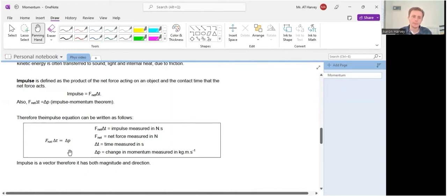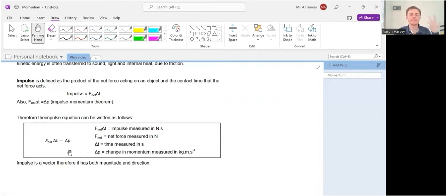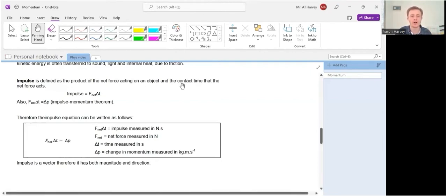But when we're looking at impulse, impulse is defined as the change in momentum, defined as the net force acting on an object and the contact time that that net force acts. So if you look at F net times change in time, which is equal to impulse, you'll see that its unit can also be written as Newton seconds, because it is our Newton from F net times our second for change of time. So if you are asked to give a unit for impulse, it is your Newton seconds.